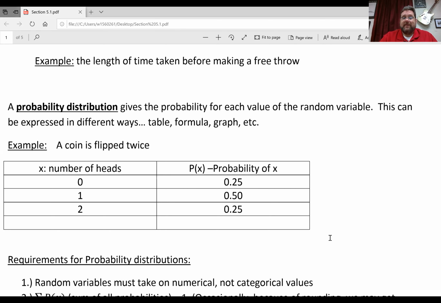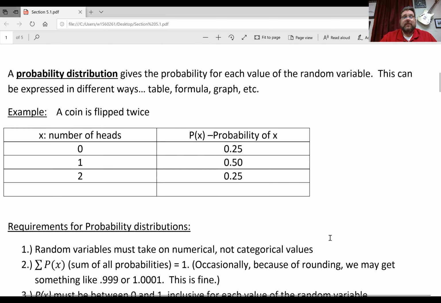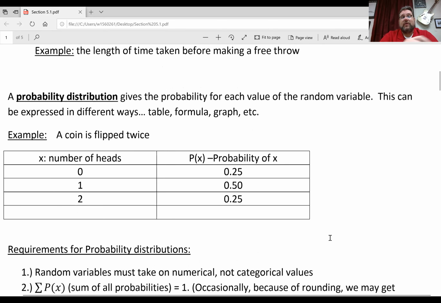So looking here, we have this example we talked about earlier. We have a coin, and that coin is flipped 2 times. Well, we can get 0 heads. That's one possible outcome. We can get 1 head. That's another possible outcome. Or we can get 2 heads. That is a third possible outcome. The only values our random variable can take are 0, 1, or 2.